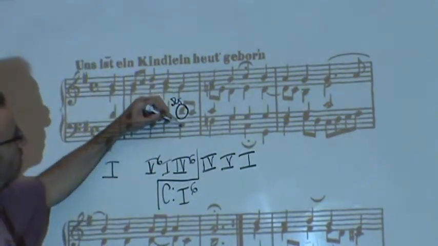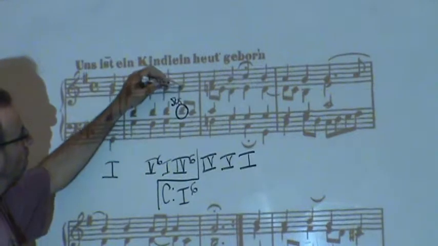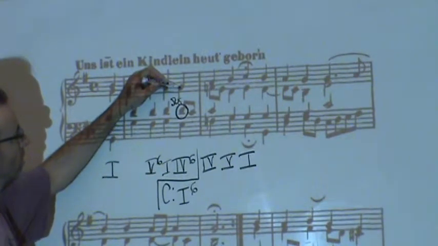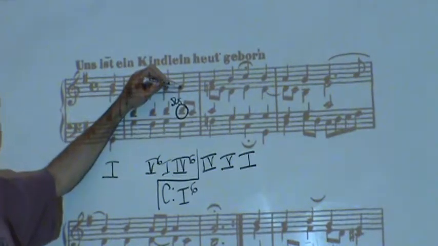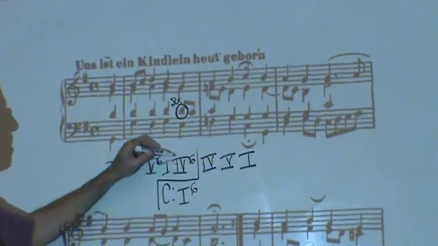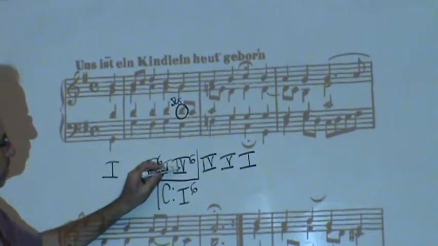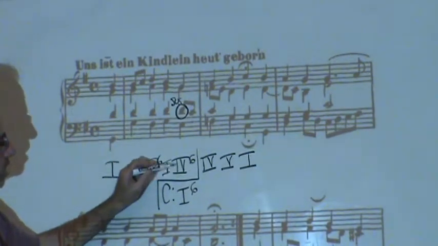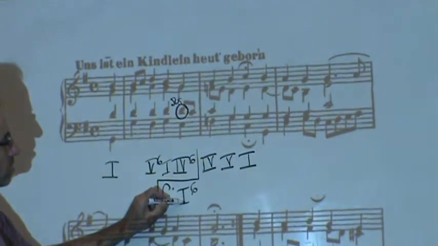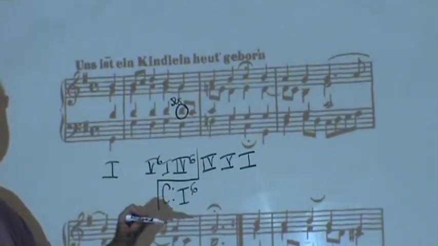So it should be E, C, and G. Notice first inversion with the soprano double. And that becomes our common chord. It's 4, 6 in G major, the old key, becomes 1, 6 in C major, the new key, and continues on the normal chord progression.